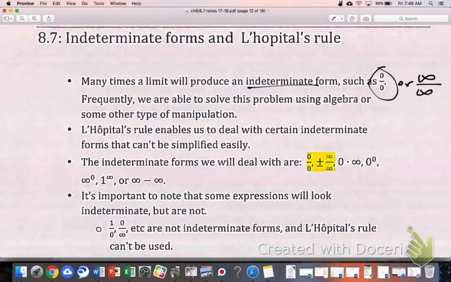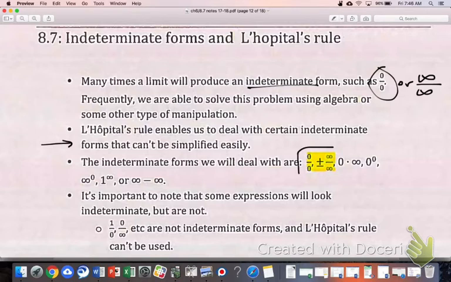Indeterminate simply means we don't really know what the answer is yet. The answer might not exist, or it might actually exist. It might be something. L'Hopital's rule basically enables us to do this, and we'll look at a little proof of L'Hopital's rule and how to use it. There are a lot of indeterminate forms that will get us to this place.